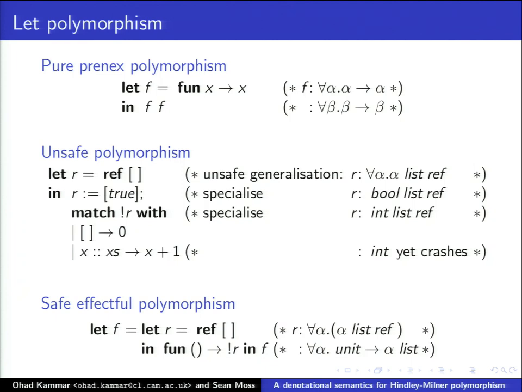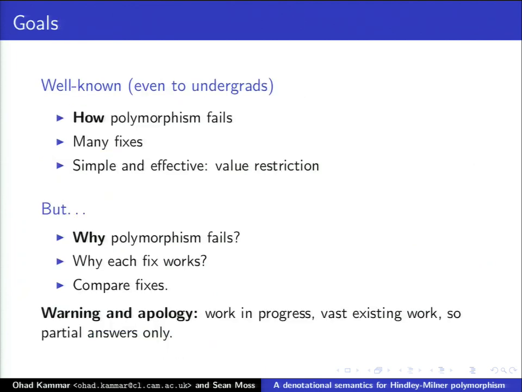Quantification. Okay, so that's the classical examples. And the well-known, and they actually, even to undergrads, so they tell us how polymorphism fails, and there are many, many fixes. I'm not going to go through all of them. And as I said, one of the most easy and effective is the value restriction, which I've just described.